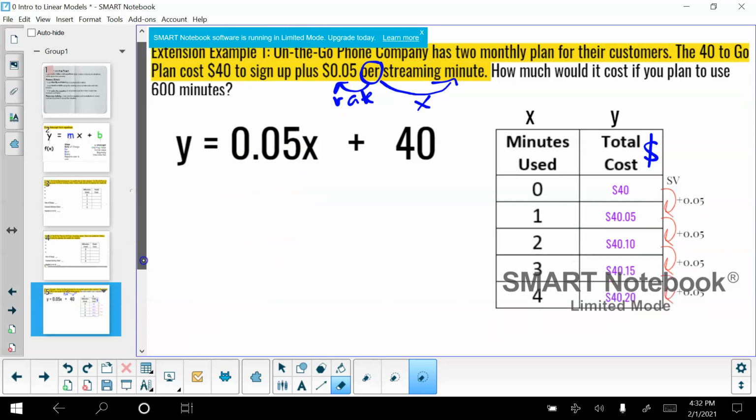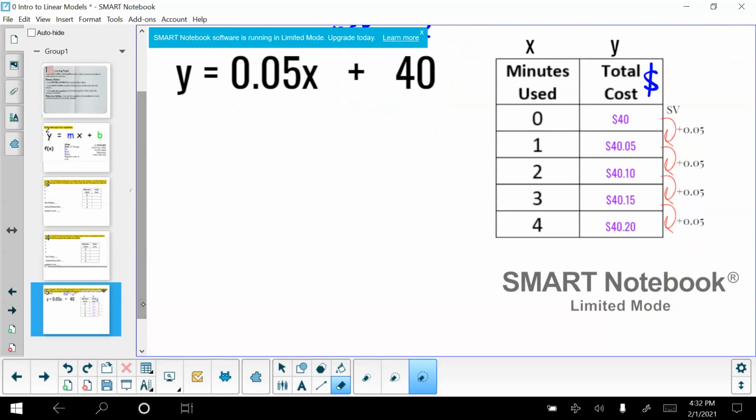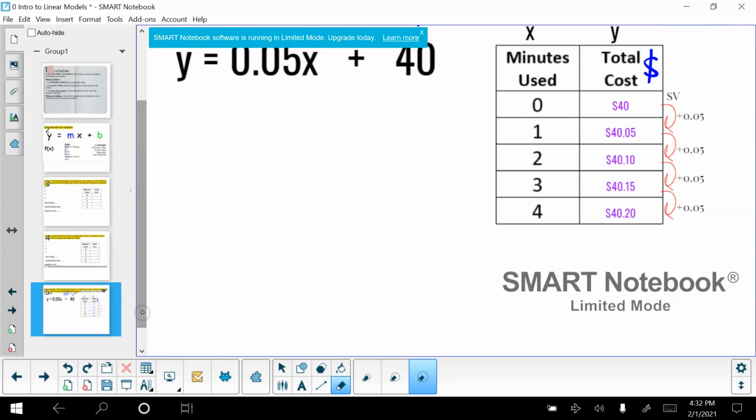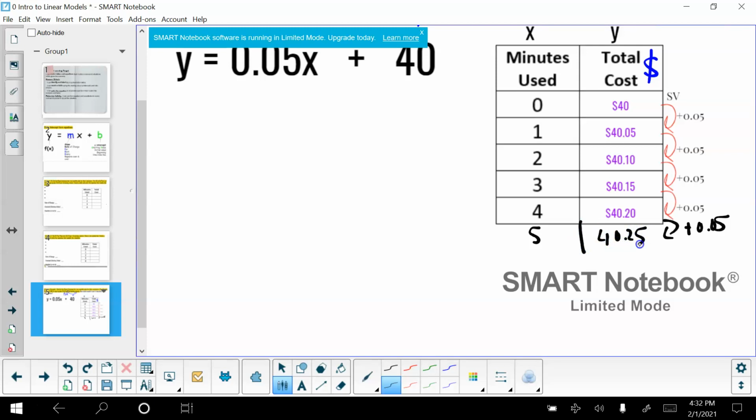Now, if you look at the way the table is set up, it's showing us our minutes. And if I wanted to know how much it was going to cost for 5 minutes, I could just extend my table out and add another 5 cents. So then that would be $40.25. And I could even do that if I wanted to know 6 minutes or 7 minutes. I could just keep adding on my rate. Remember, we have to add the rate number because that tells us how it's increasing or decreasing. And we could basically just keep adding forward.